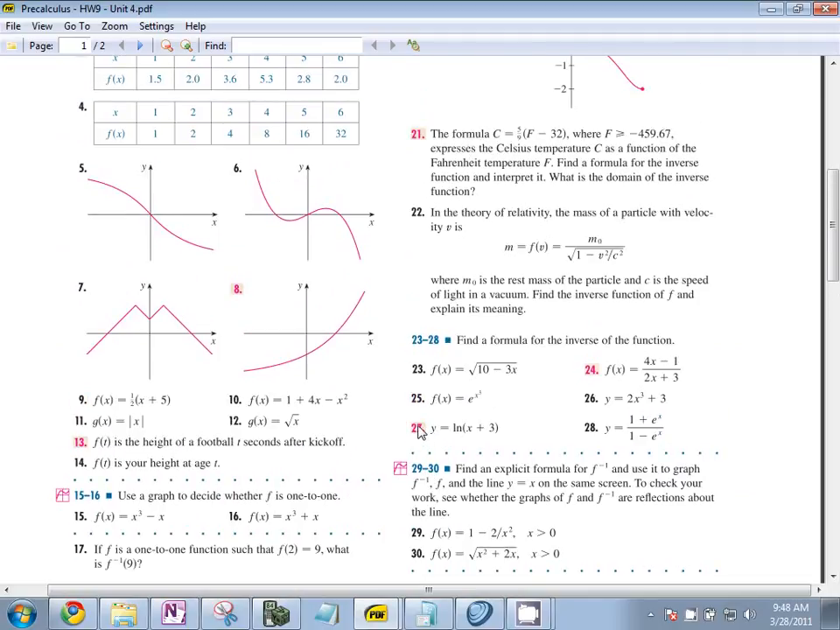Okay, well, we can't do 27 because we haven't done logarithms yet. Some people have seen it before, so they might have been able to power through it, but it's okay. You don't have to do 27. If you looked ahead, you could figure it out, but we'll go over it last if we have time.